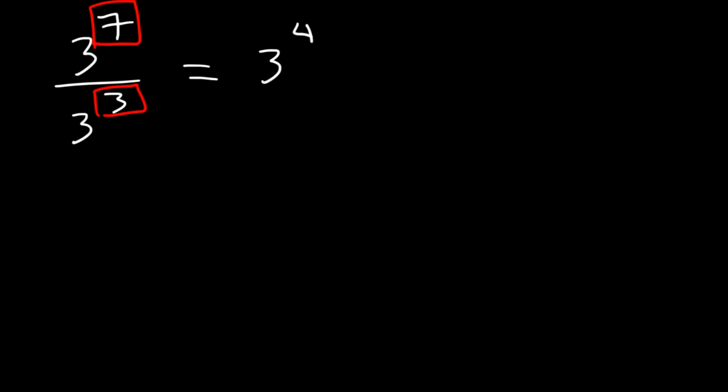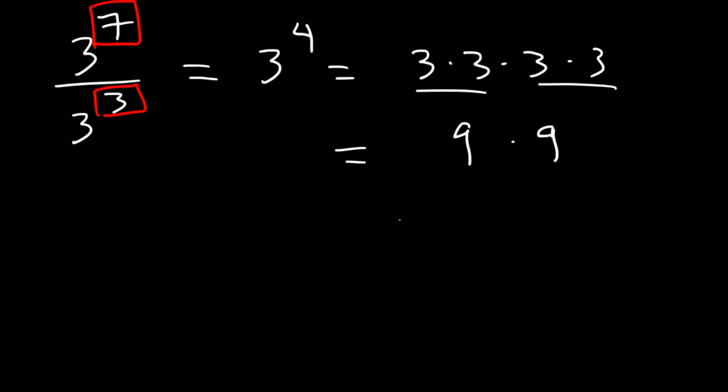Now what is 3 to the 7th divided by 3 to the 3rd power? Go ahead and try that. So we know that we need to subtract the exponents. 7 minus 3 is 4. So this is 3 to the 4th power, which is 3 times 3 times 3 times 3. 3 times 3 is 9. So we have 9 times 9, which is 81. And so that's the answer for this example.